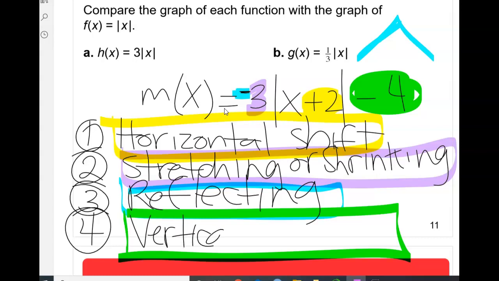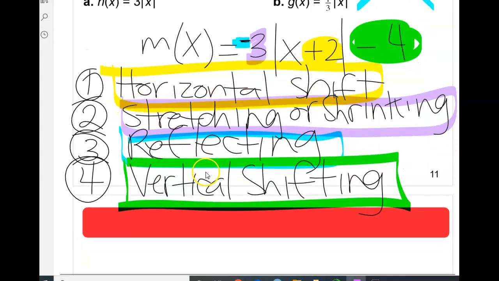So if you're doing your homework and you're not getting the same graph as the calculator or as your answers, then it's probably because you're not following the steps of the transformation. So make sure you write this down, and that's it.